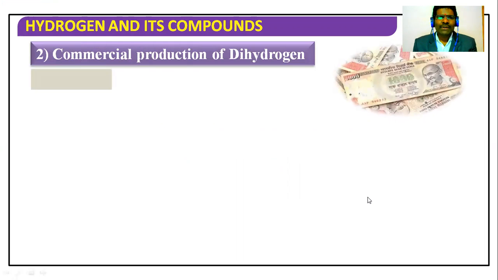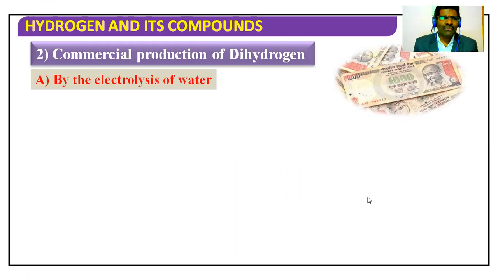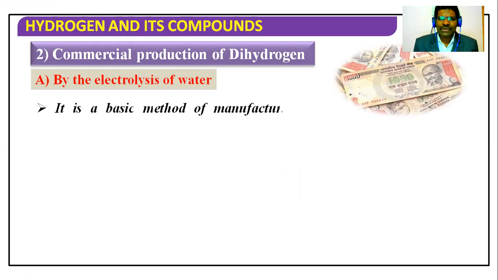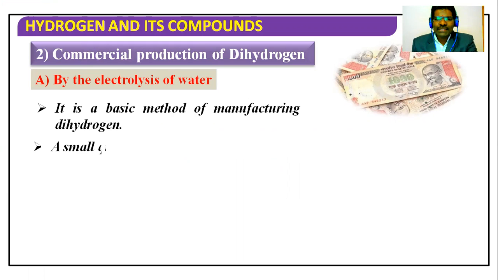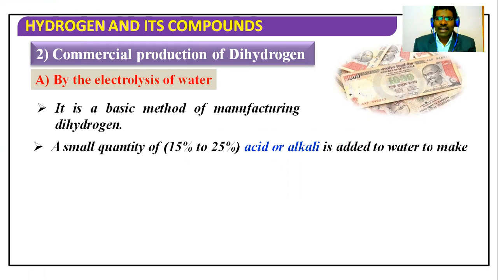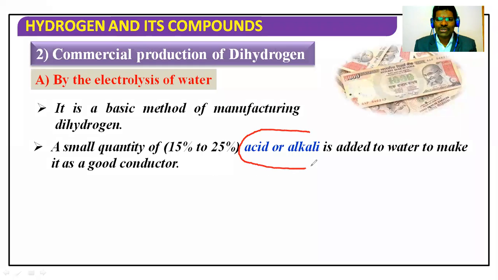When we do hydrolysis of water, we will get hydrogen, dear students. So it is a basic method of manufacturing hydrogen. During electrolysis, water breaks up to give hydrogen and oxygen gas. But when you add a small amount of either acid or alkali solution, that is HCl, H2SO4, NaOH or KOH, to the water, it becomes a good conductor.